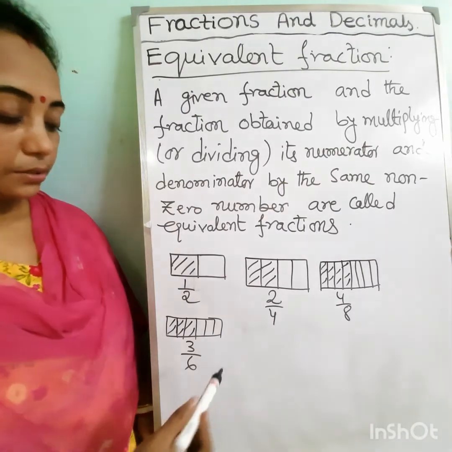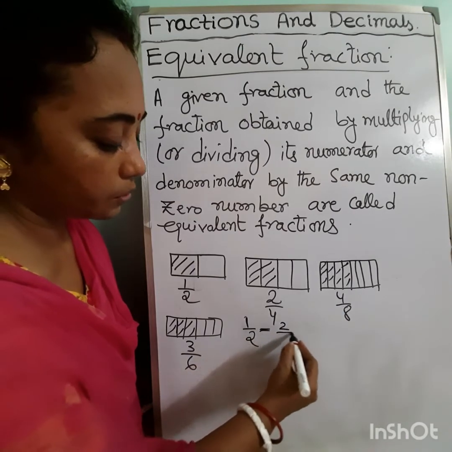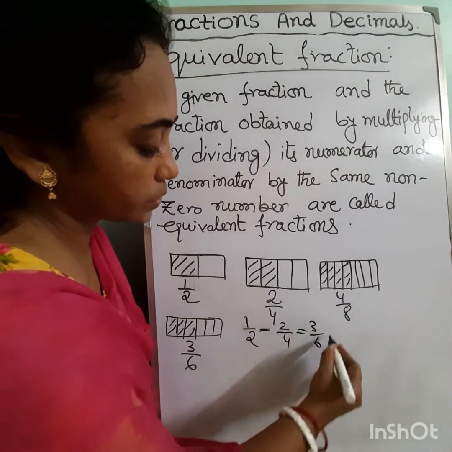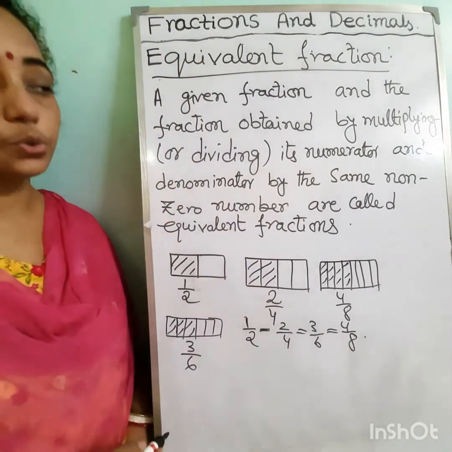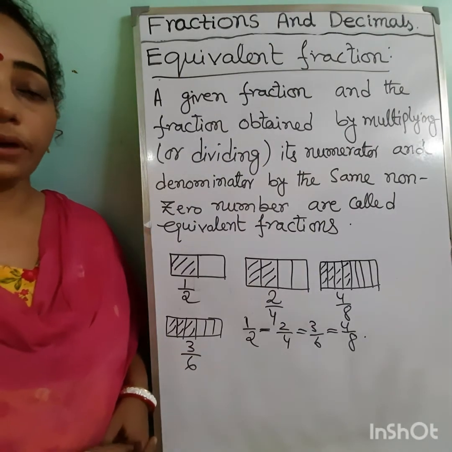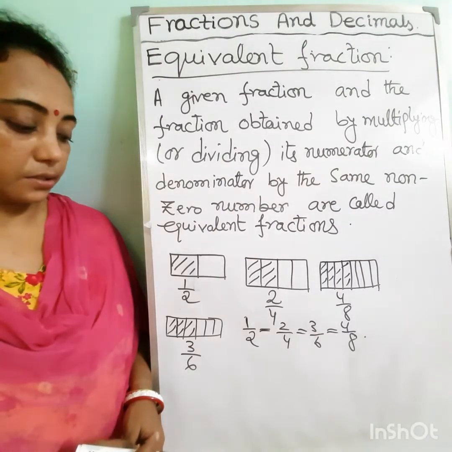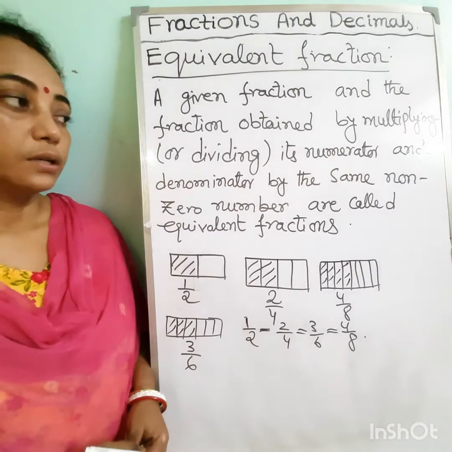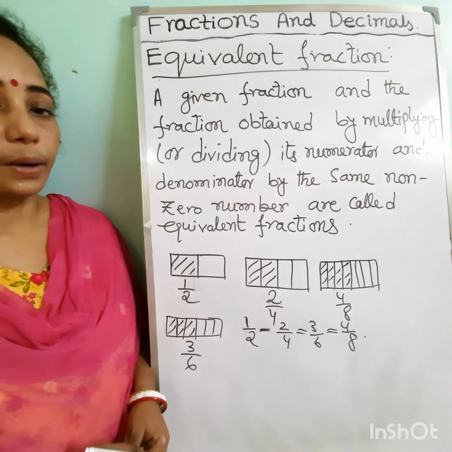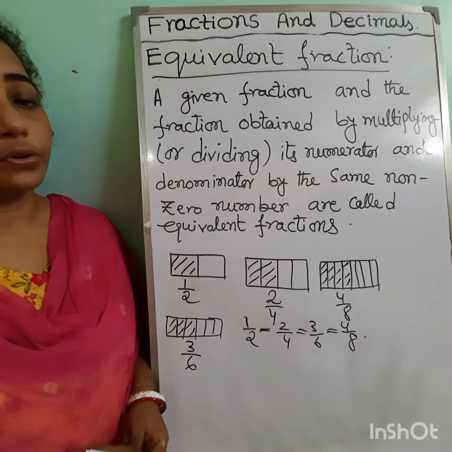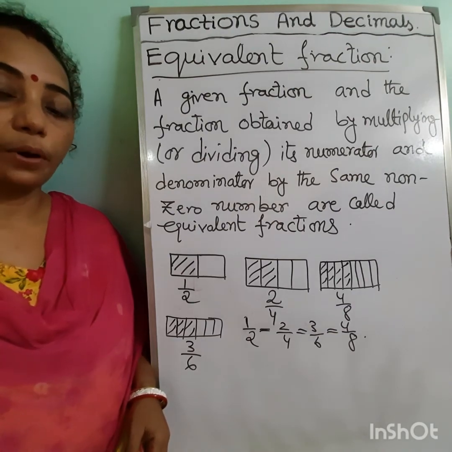So that means we can write 1 by 2 is equal to 2 by 4 is equal to 3 by 6 is equal to 4 by 8. So these are called equivalent fractions. So 2 or more fractions having the same value or representing the same part of a whole are called equivalent fractions. So any fraction can be multiplied, its numerator and denominator, by the same non-zero number, and the value will remain the same. So in the next class we will discuss more about fractions.